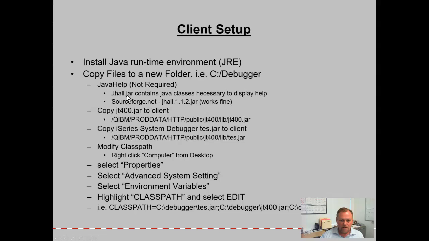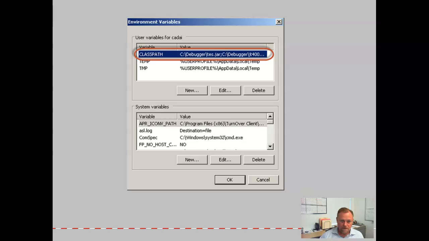This is a Java help file. It is not required, so if you cannot find it, you can email me and I will get you a copy that I have, but it's not necessary to run. Anyway, once you have the jar files in your debugger folder, you'll need to change your environment variables. You'll need to set a class path to each of the files. Here I've got my class path set, and I've specified each file, separated by a colon. And anytime you change your class path, you need to reboot.